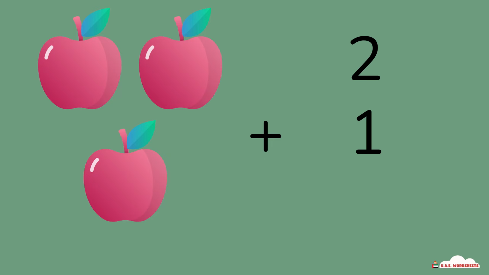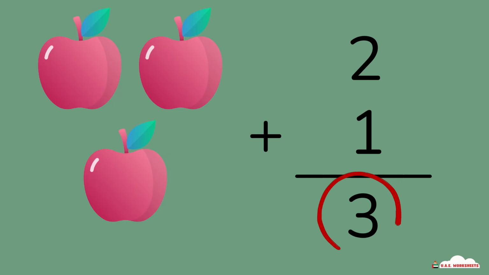Maya has 2 apples. She gets 1 more apple. When we add the numbers together, 2 plus 1, we get 3 as the total answer. Now, Maya has 3 apples. This was an example of addition because we put 2 numbers together to make a bigger number.